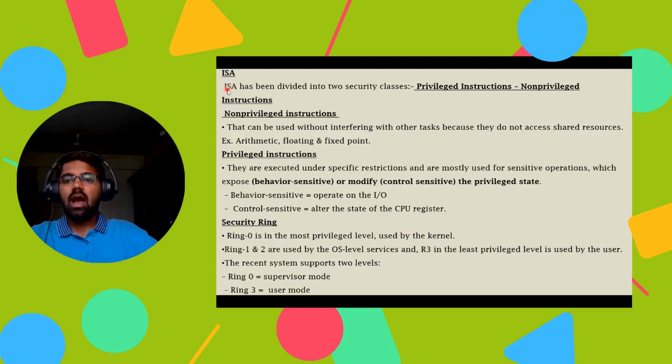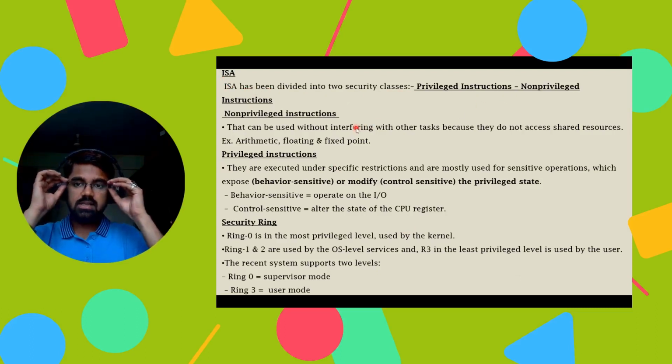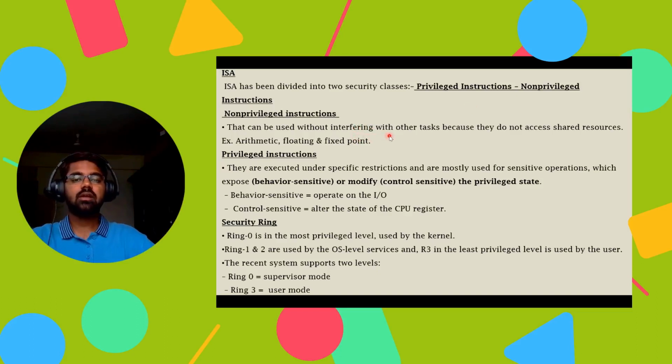ISA has been divided into two security classes, privileged instructions and non-privileged instructions. Non-privileged instructions can be used without interfering with other tasks because they do not access shared resources. Examples are arithmetic, floating point and fixed point instructions. Privileged instructions are executed under specific restrictions and are mostly used for sensitive operations, which expose or modify the privileged state. Behavior sensitive instructions operate on input and output. Control sensitive instructions alter the state of CPU registers.